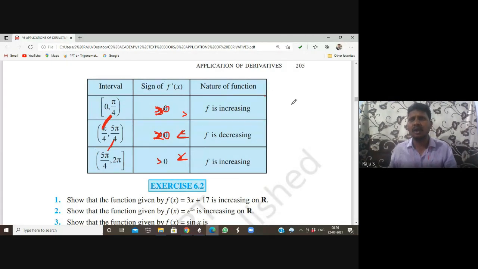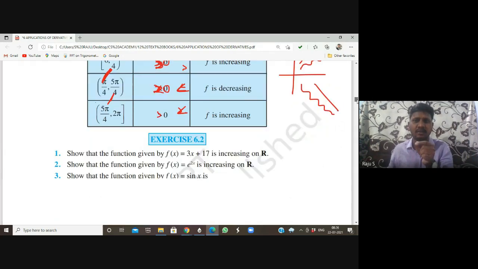We already know the difference between strictly increasing and increasing. The graph of the function may be like this: this is just increasing. The graph like this is strictly increasing. This is decreasing. The graph like this is strictly decreasing. So you should have an idea about strictly increasing and decreasing.